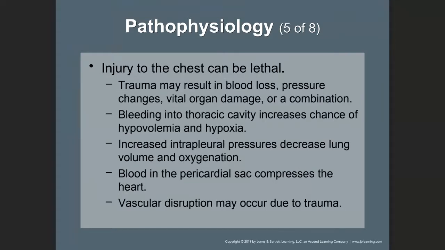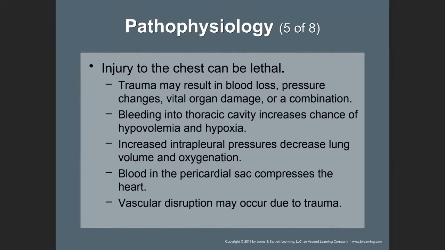Injury to the chest can be lethal. Trauma may result in blood loss, pressure changes, vital organ damage, or a combination. Bleeding into the thoracic cavity increases chance of hypovolemia and hypoxia. Increased intrapleural pressure decreases lung volume and oxygenation. The blood in the pericardial sac compresses the heart.